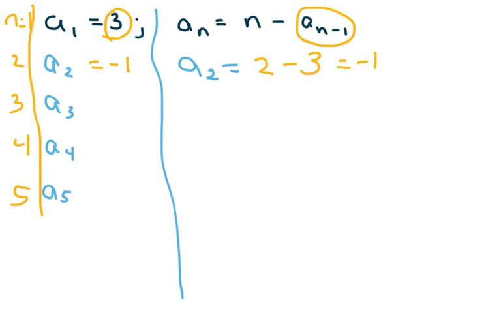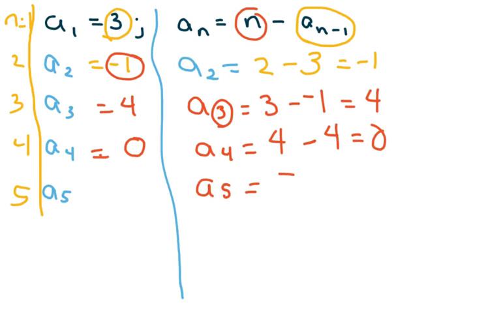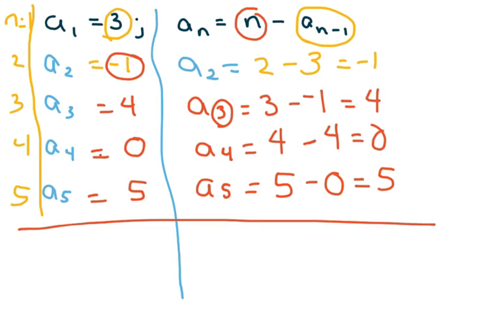Okay, your third term, you write your n. Your n is 3 minus your previous term. Our previous term is negative 1. So it's minus negative 1. That equals 4. Okay, a sub 4 equals, I'm just writing 4 minus my previous term, which is 4, which gives 0. And here, a sub 5 is you write 5 minus your previous term, which is 0, so that gives 5. Okay? Next one.